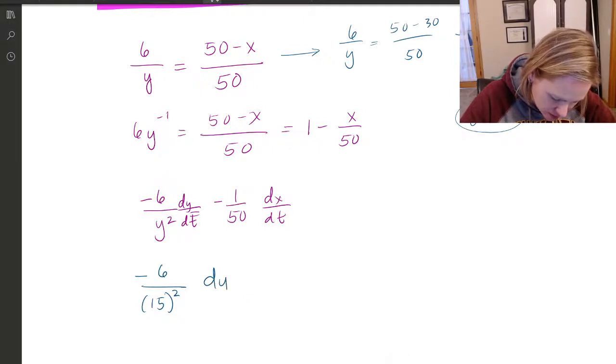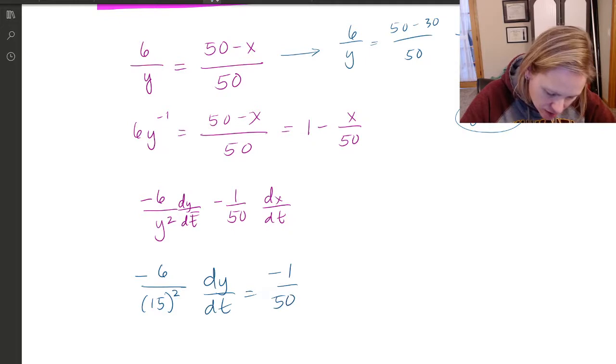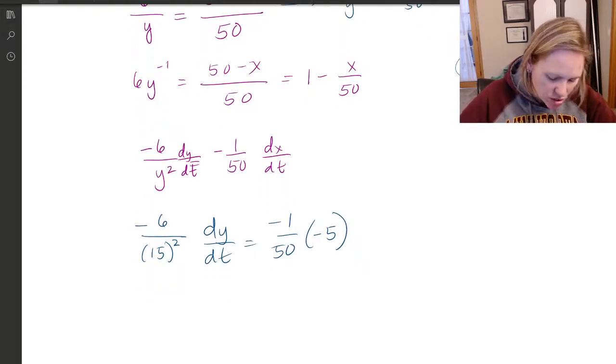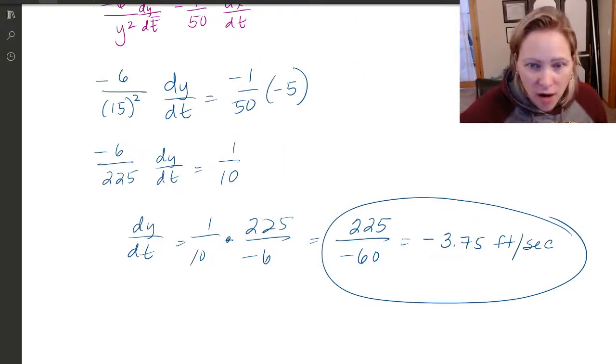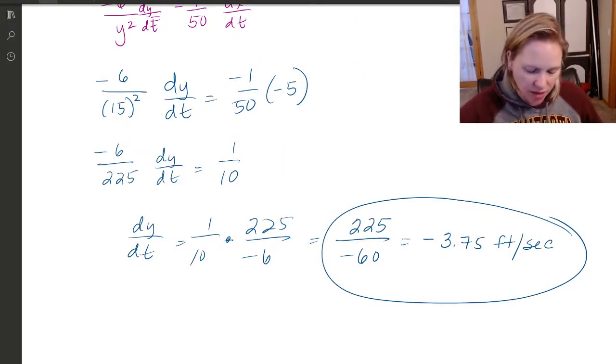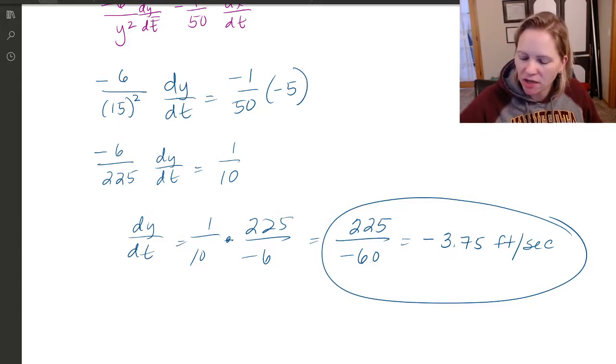equals negative 1 over 50 times dx/dt, that was negative 5. And now I'm going to do some solving and find dy/dt. So after a little bit of arithmetic, we end up with our answer, negative 3.75, or negative 225 over 60. You can leave it as an unreduced fraction, that's fine. But we're always going to include the units, feet per second.